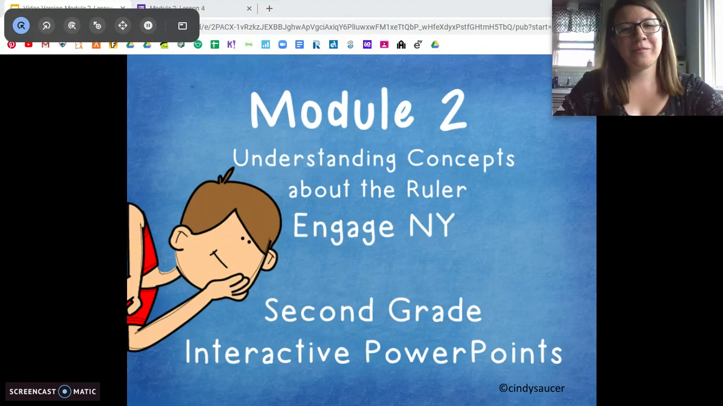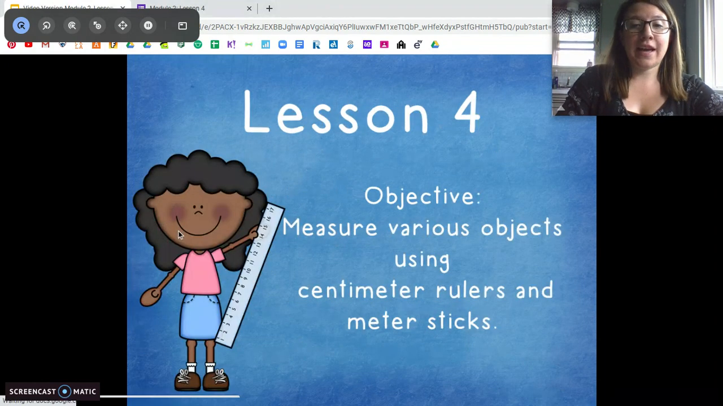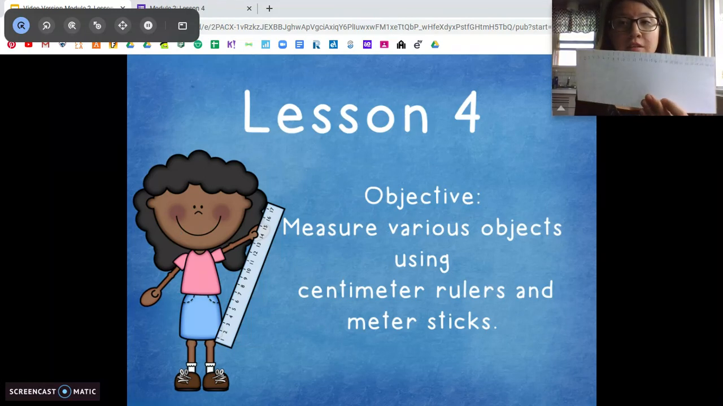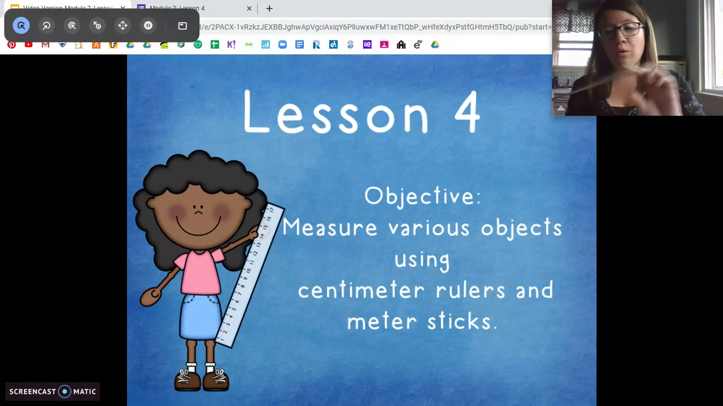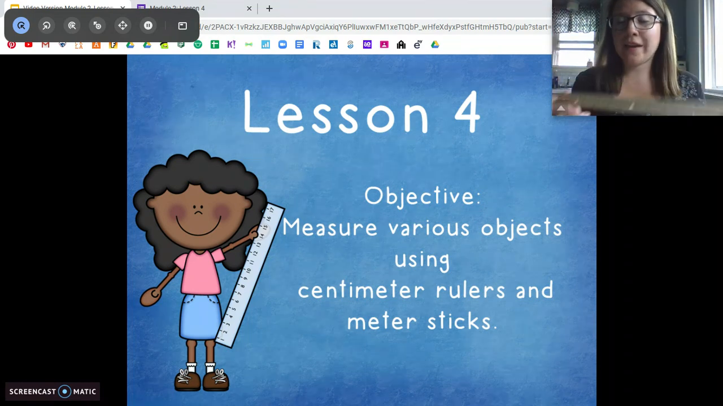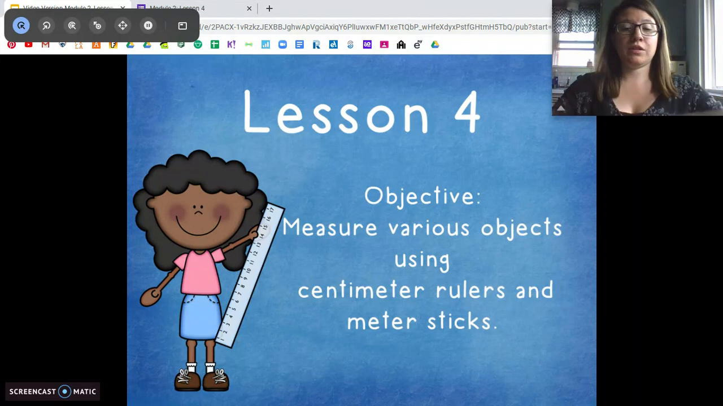Second graders, I'm Miss Diorio, and we're going to continue with Module 2 today, talking about measurements and using rulers. Today, we're going to measure different objects using our centimeter rulers, either the one we made yesterday, or if we have a ruler at home, either one, go grab that. And we're also going to learn about meter sticks, which are another tool we can use to measure.